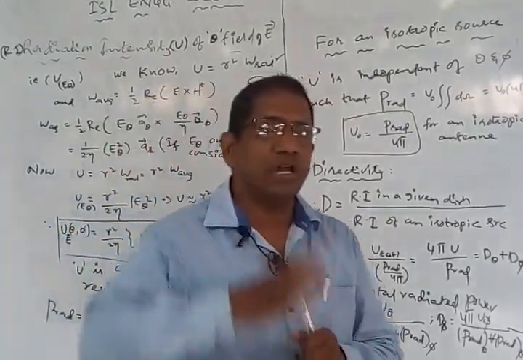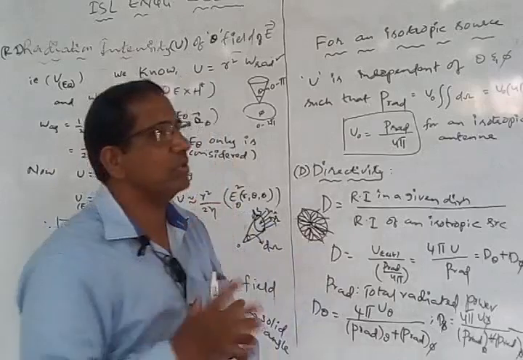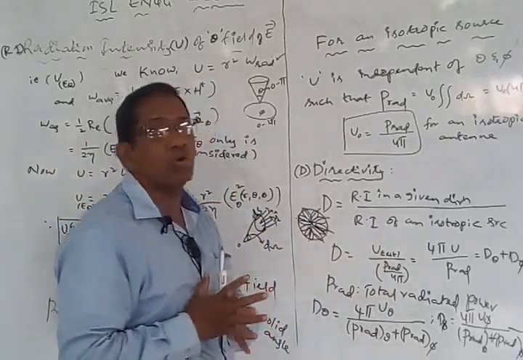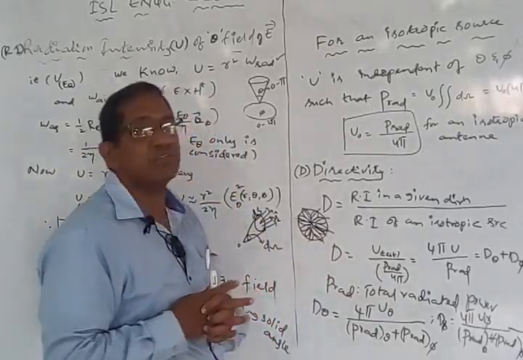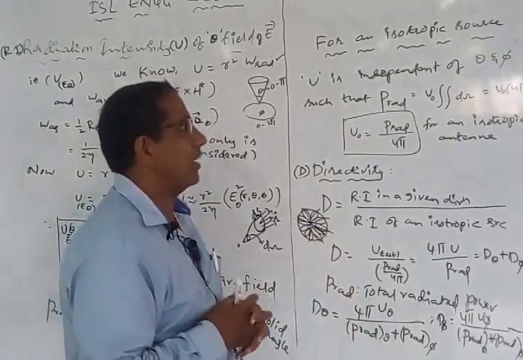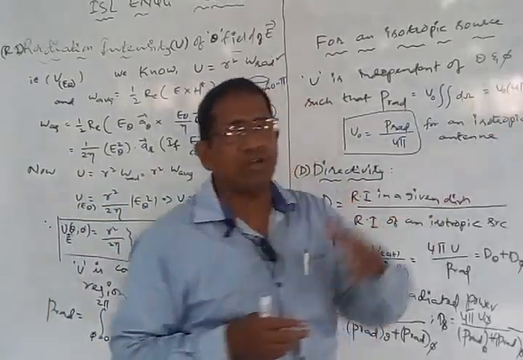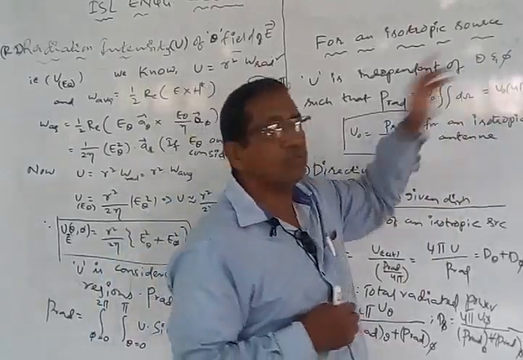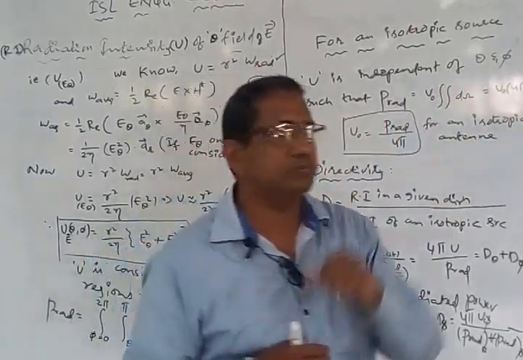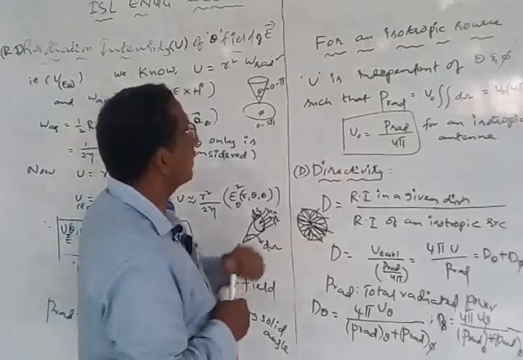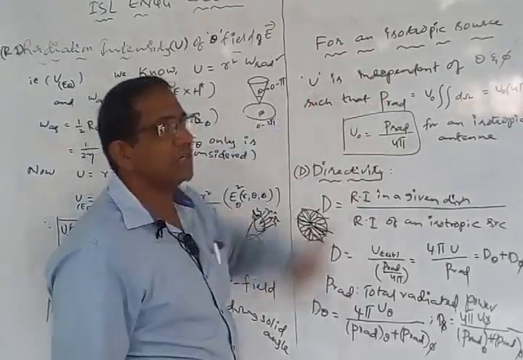Theta means what? Directivity. If theta alone is there, we say the directivity of an antenna is going to be very high. Okay. If phi is there, because phi is for the near field, whereas theta will be applicable for the far field. Okay. Right. So u is independent of theta and phi.